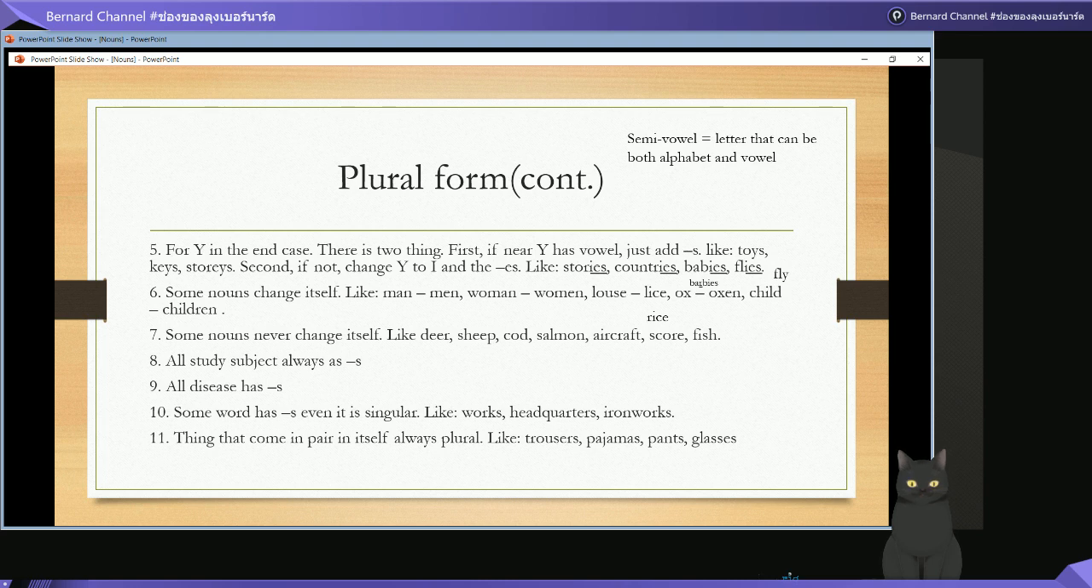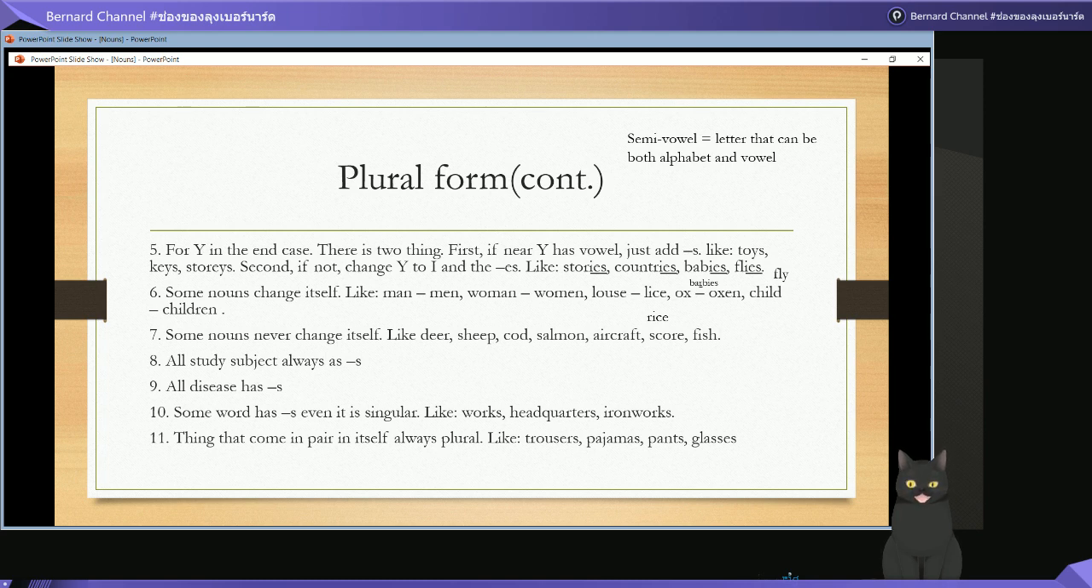Okay. And score. The score is a number, and yet it's more than one. But still, it is a score. It never adds S. And the most common thing you may probably see in everyday life, fish. Fish itself is also a plural form. It means many fish. Yes. And it can mean one fish. Yes. But it is a plural form that never changes itself. You can use one sheep, fish. And you can use many sheep, fish. Doesn't add S or ES after that.